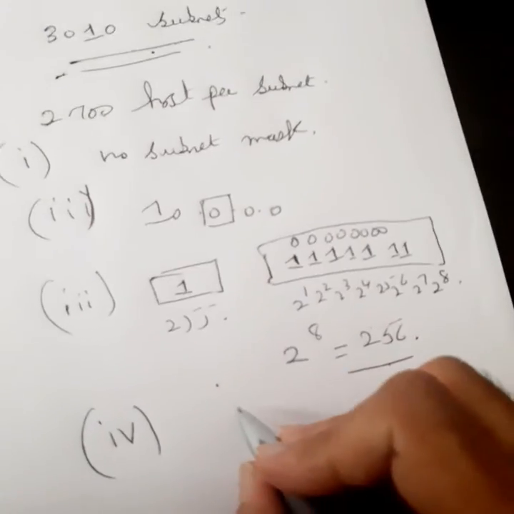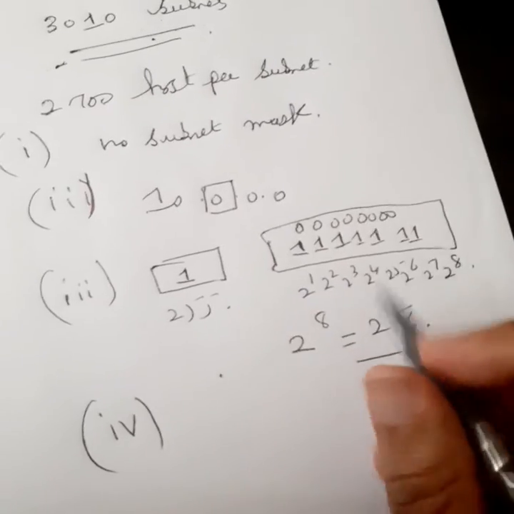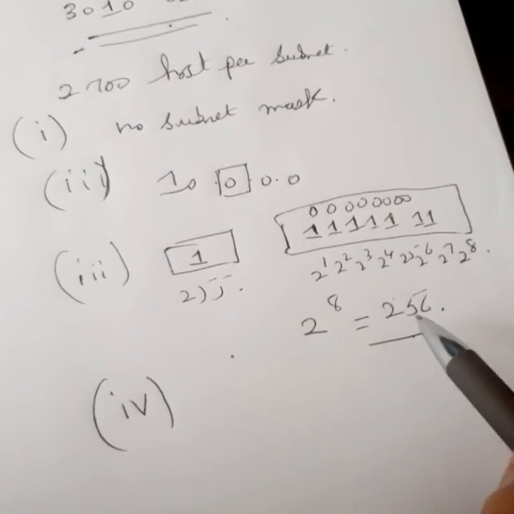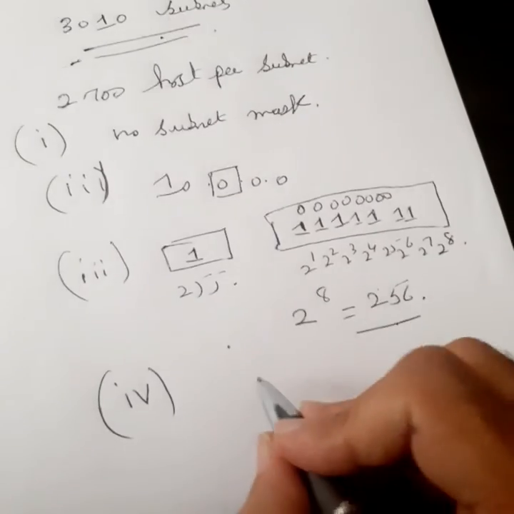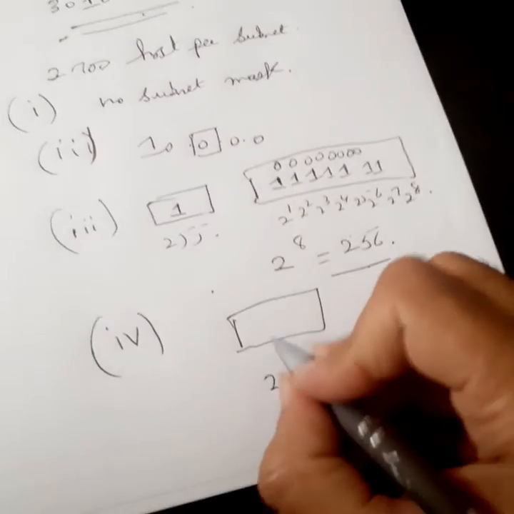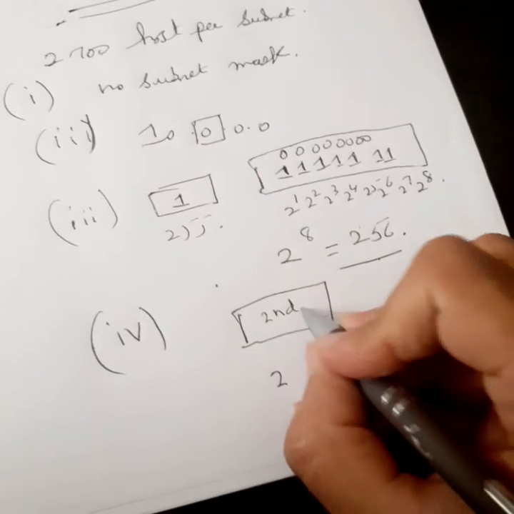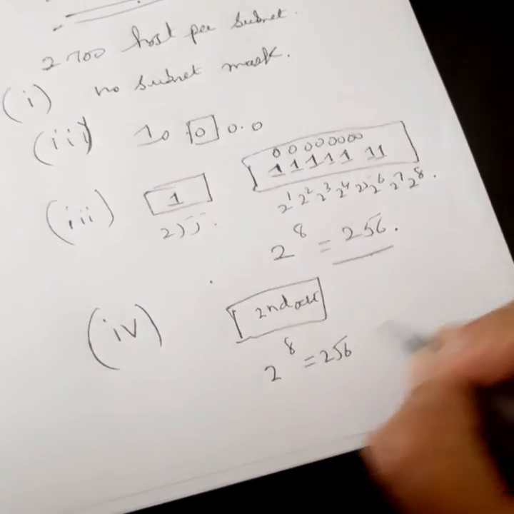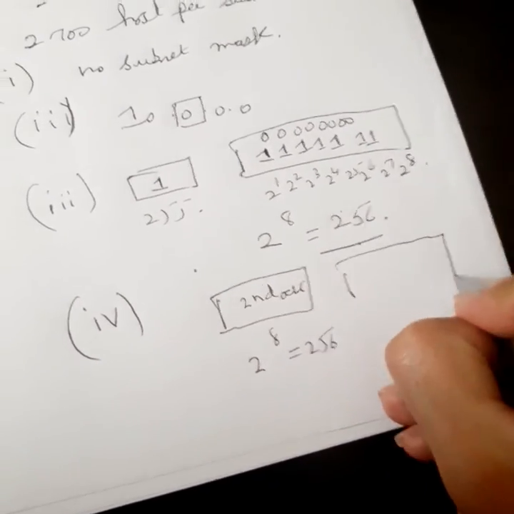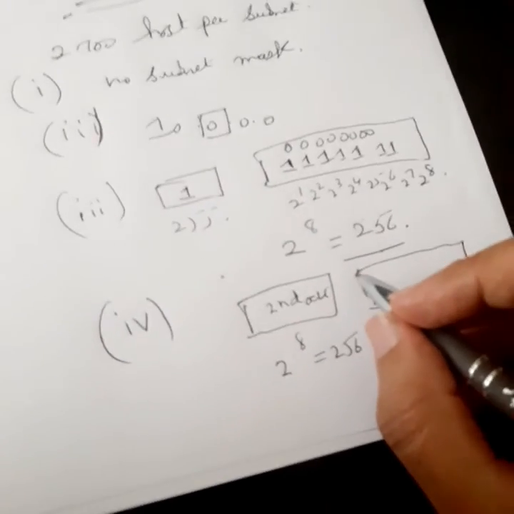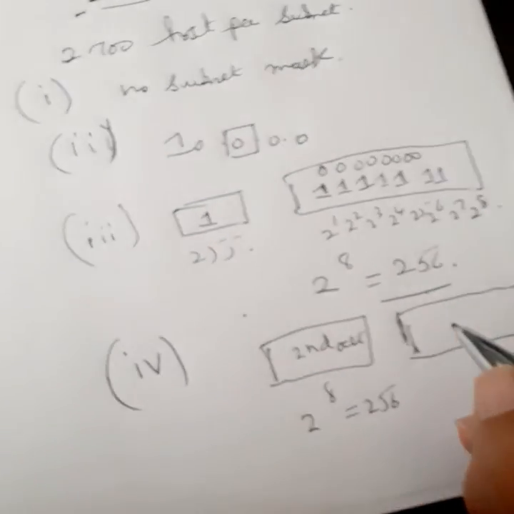Right, so as we know that we have changed all the zeros to 1, which has given us 2 power 8, which is 256. So what I'm going to do is, let's take this. This was the second octet, which gave us 256. Now I'm going to move on to the fourth octet. Actually, after the second octet, it's not the fourth octet, it's the third octet.